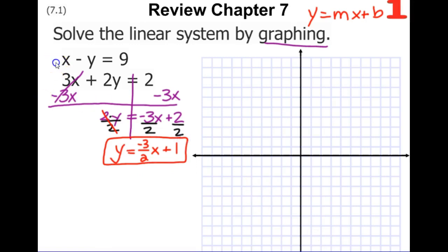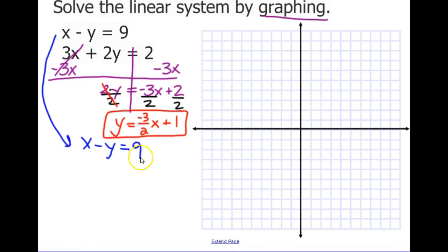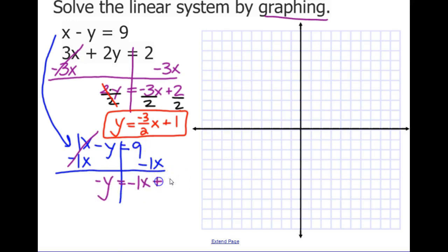I'm going to wait to graph that. I'm going to solve this one as well. X minus y equal to 9. So if I solve this for y, this is really a 1x, so I'm going to move that over to the other side, subtract 1x. Those eliminate, so I have a negative y, don't forget the negative, equals negative 1x, and then that's a positive 9.